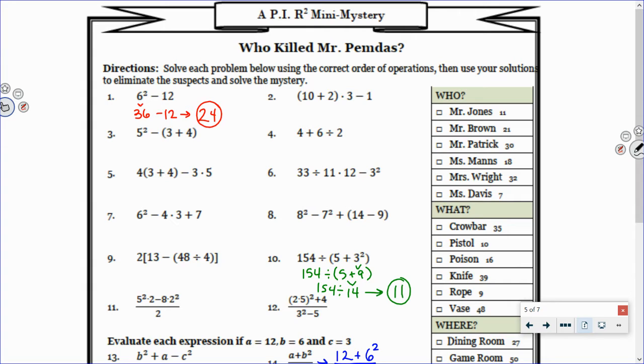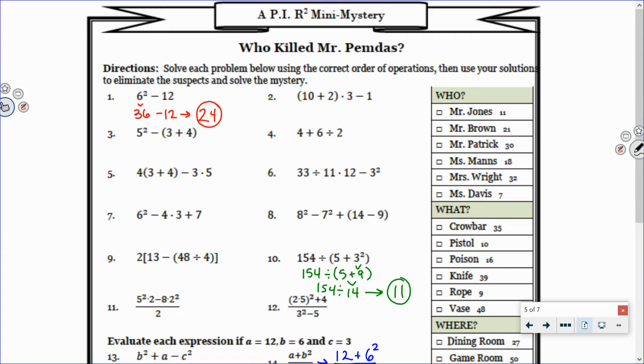Solve each problem, not really the best word. It's really not the word solve. It's more like evaluate. Evaluate each problem below using the correct order of operations. Then use your solutions to eliminate the suspects and solve the mystery. Boy, that almost looks like a run-on sentence too. We got some grammar to fix on that top part.